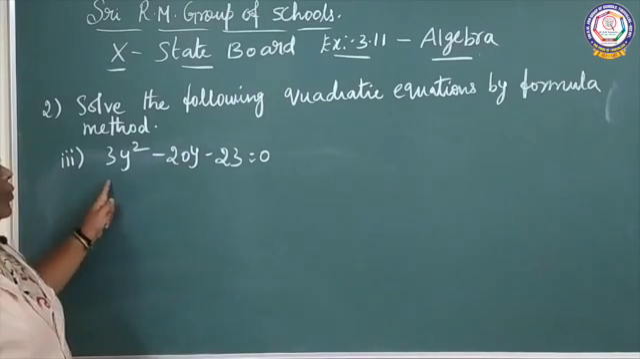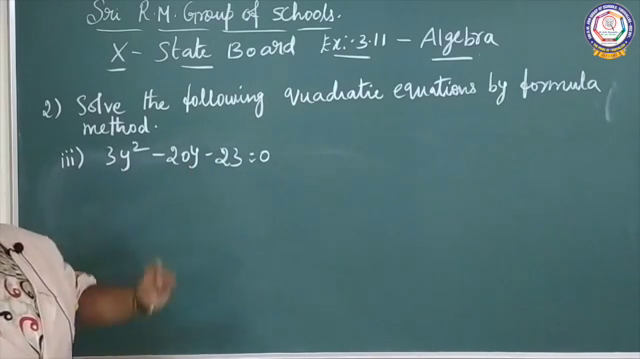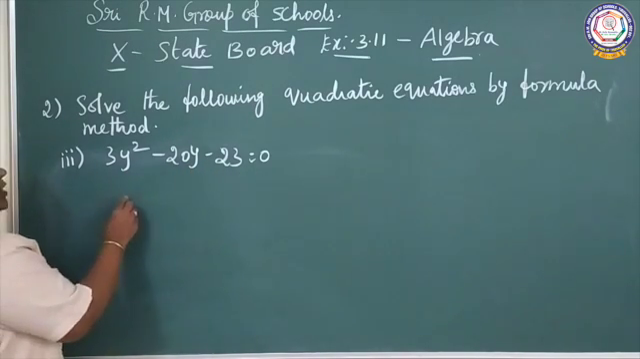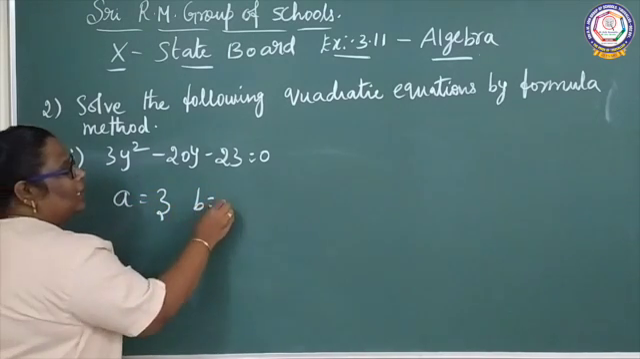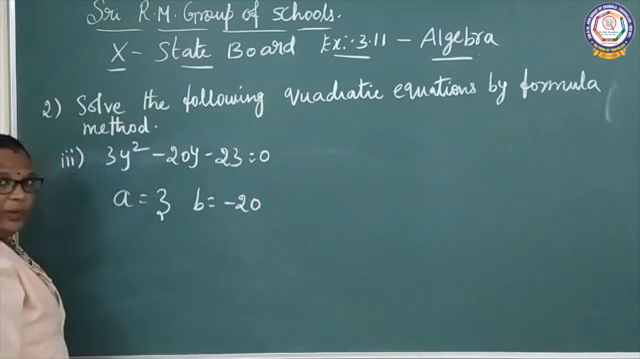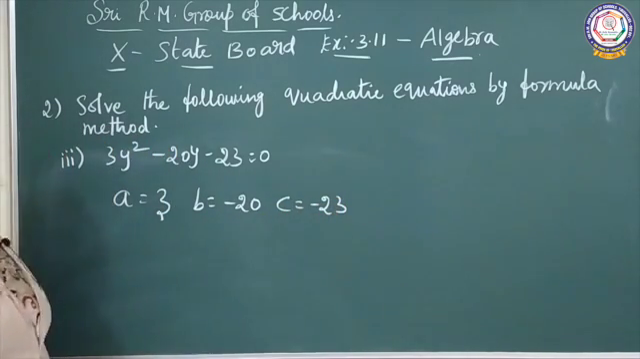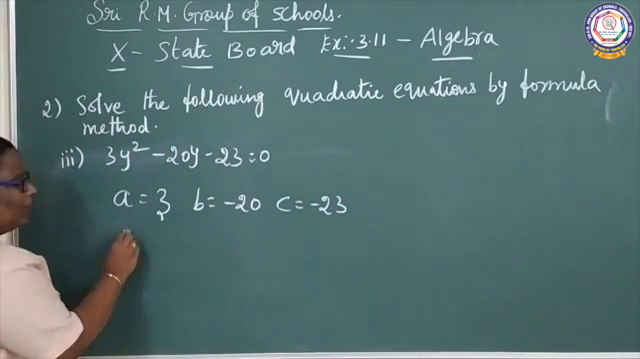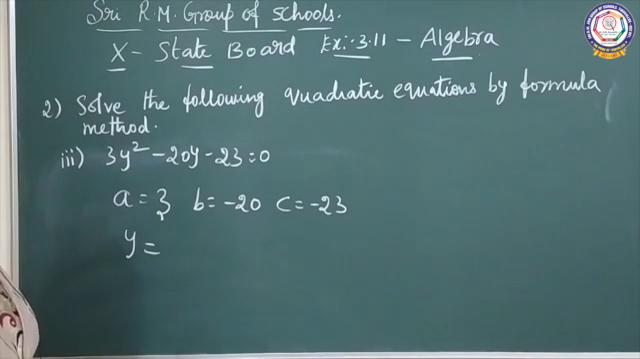Next, 3y square minus 20y minus 23 equal to 0. The same thing you will write. What is the value of a here? 3. B value equal to minus 20. C value equal to minus 23. What is the formula? If y, you write y; if f, you write f; if x, you write x.